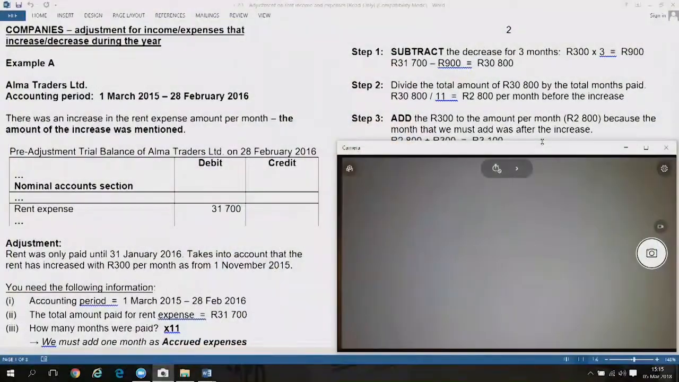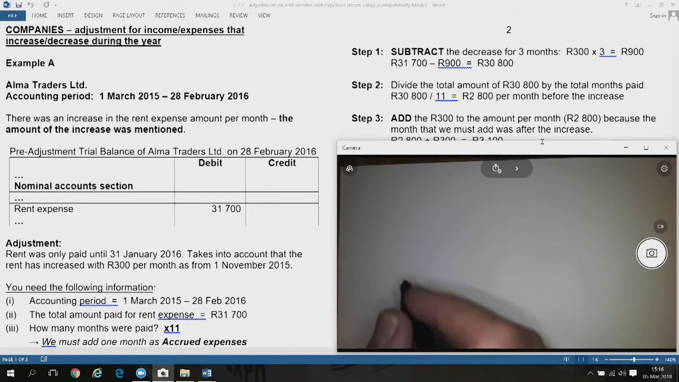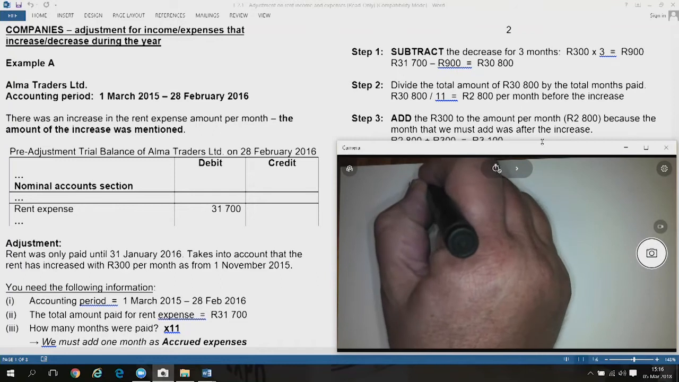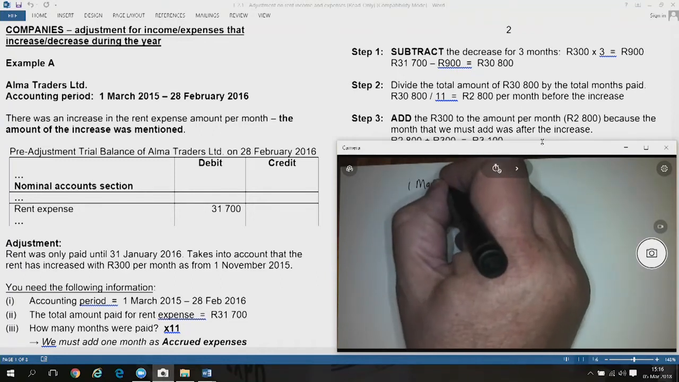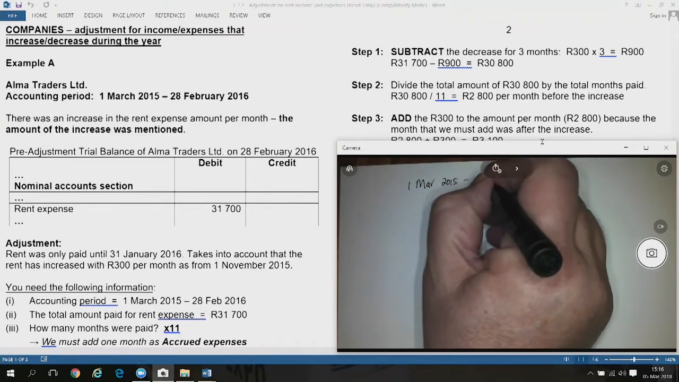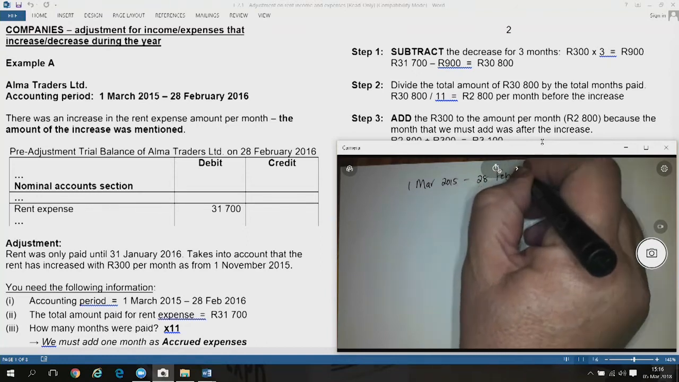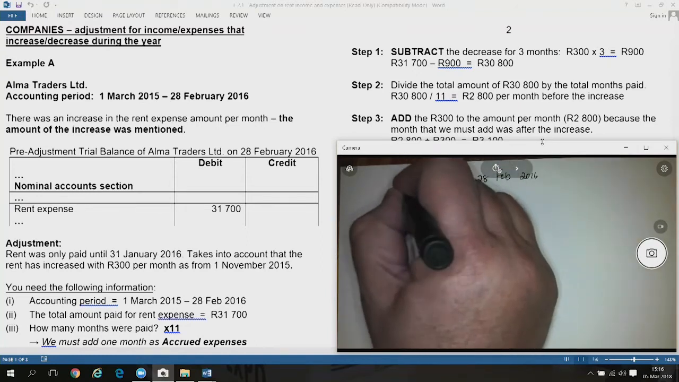Okay, I'm going to start with four examples, and I also made four activities on those examples. The first one is example A, where I've got Alma Traders Limited, and the accounting period is the 1st of March 2015 until the 28th of February 2016. For me, it's very important to write that down, because otherwise I don't know where I am. All of you know that for adjustments, it's very important to have your accounting period.